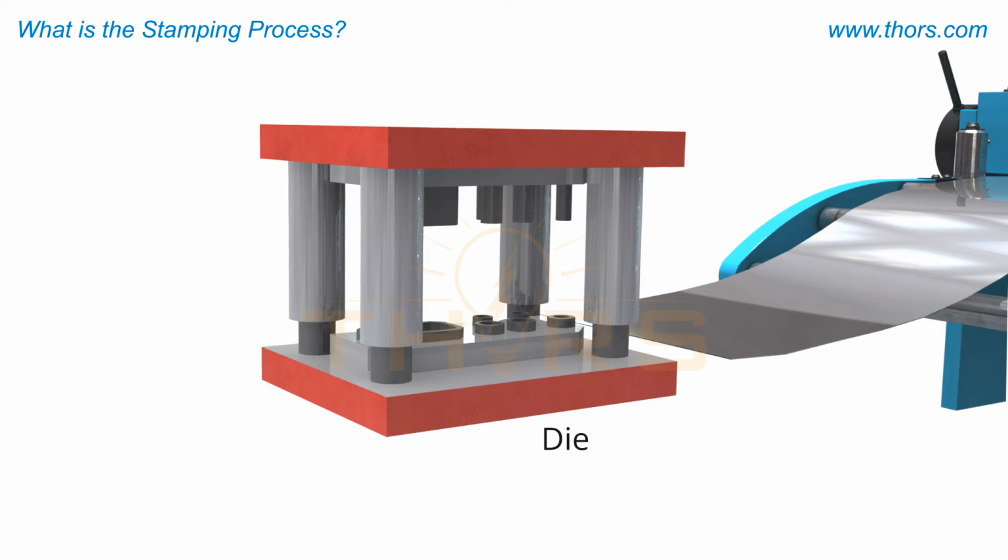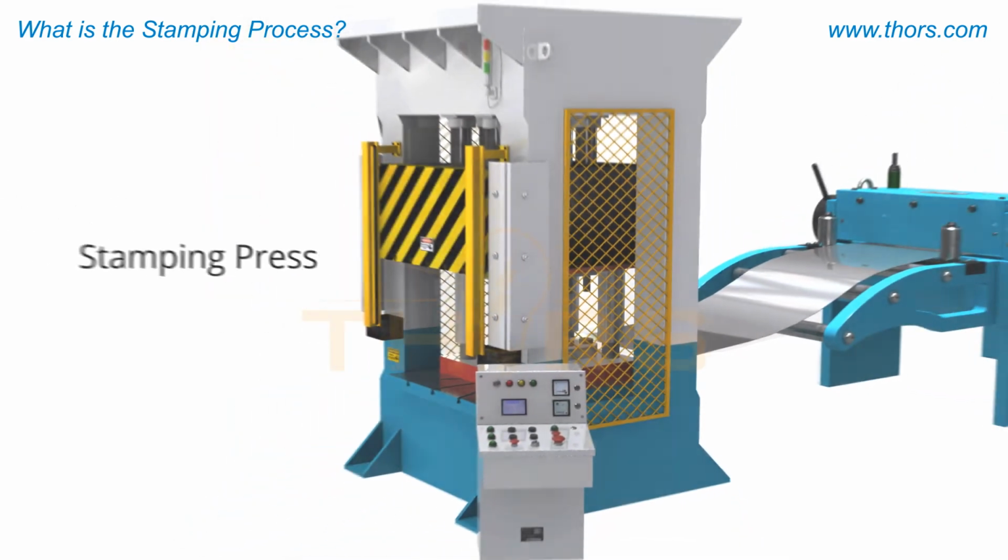Every different part requires its own die. The die performs the actual cutting, bending, or forming processes to create the finished part. The die is contained in a stamping press.